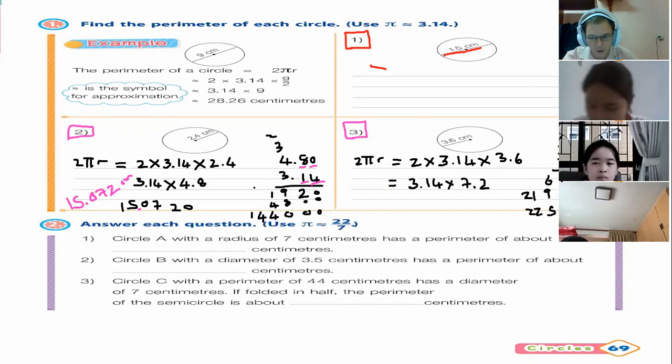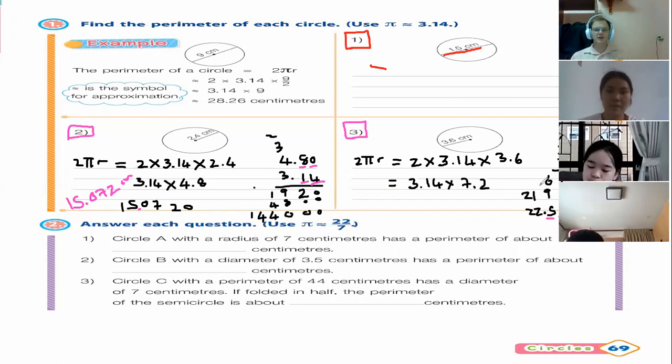1, 2, 3, 4. Count backwards. So now we know that our answer is 22.608. Now, how do we test our answer to see if it is correct?